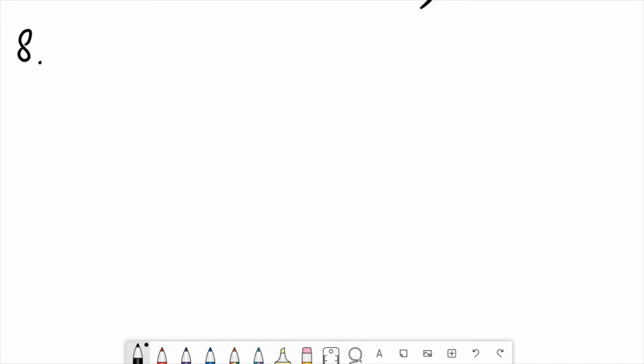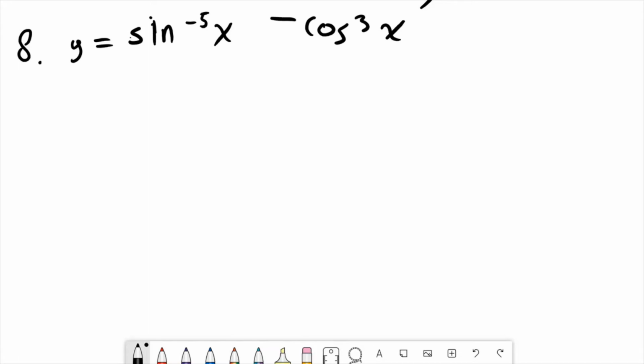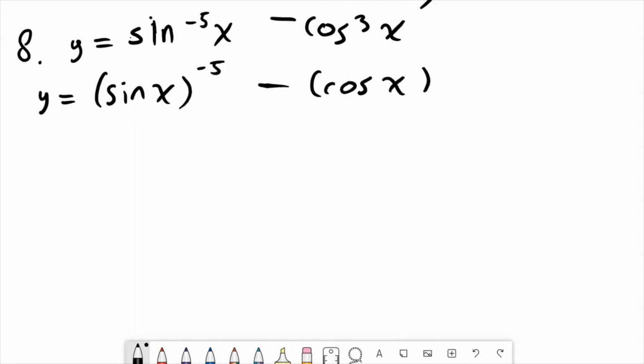Question 8. Okay, it's this one. Y is equal to sine to the minus 5 of x, minus cosine to the third, or cubed, of x, and this is where we have to actually start rewriting it because it looks very confusing to know what the outside and the inside are, so I'm going to rewrite it here. This is the same as sine x to the minus 5 minus cosine x to the third. So that's much easier to look at because now we can actually see what the inside is and the outside.